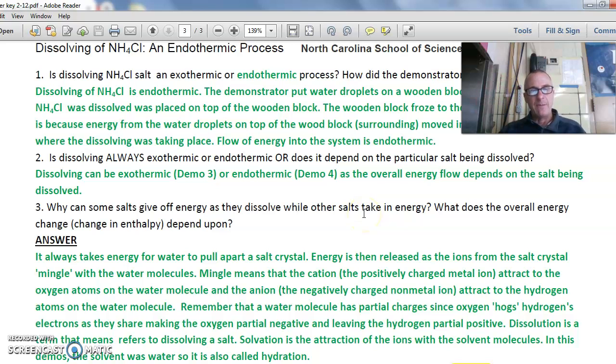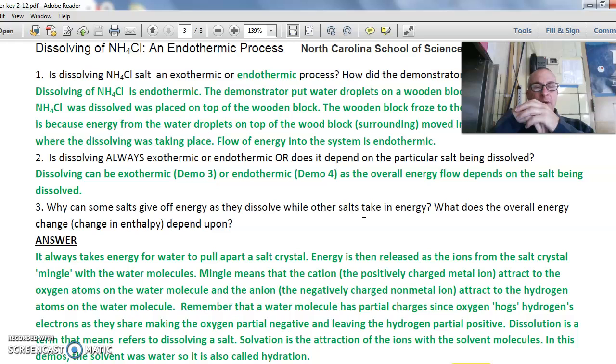If the pulling apart of the salt by the water doesn't take much energy, and energy is released as the water molecules mingle with the salt ions, then overall it's exo. If it takes a lot of energy to pull the salt apart and not much energy is released, a lot goes in to pull it apart, not much is released, then it's endo.